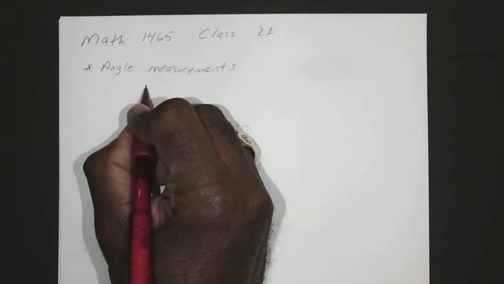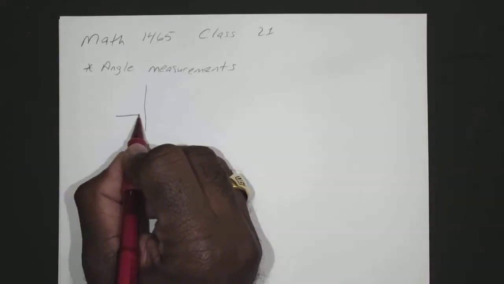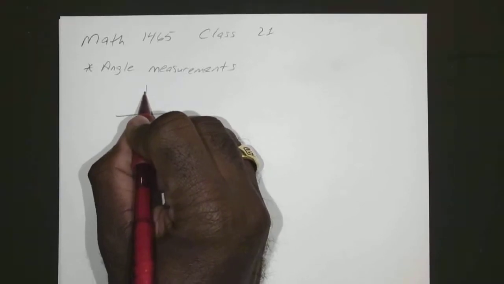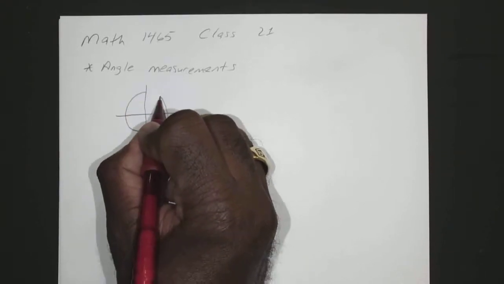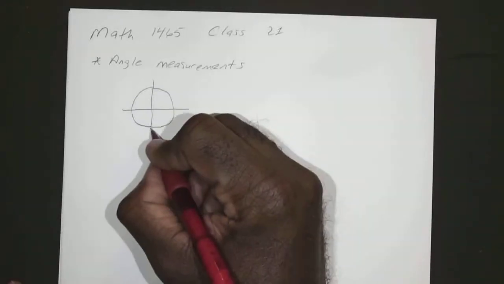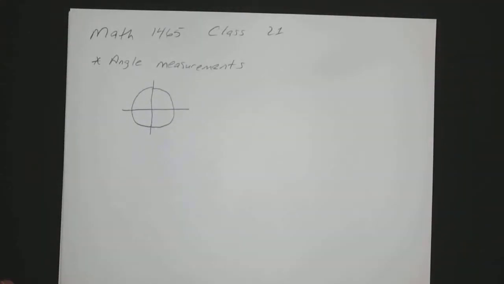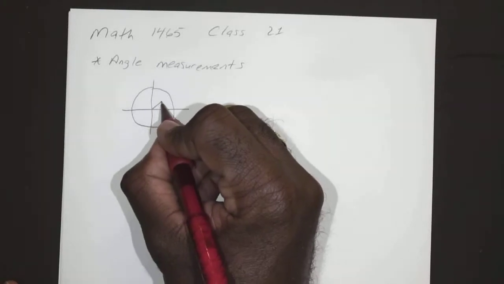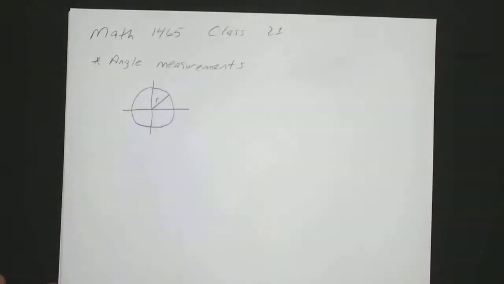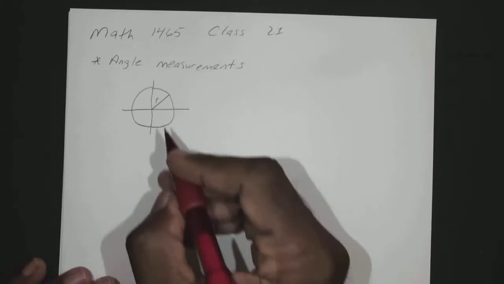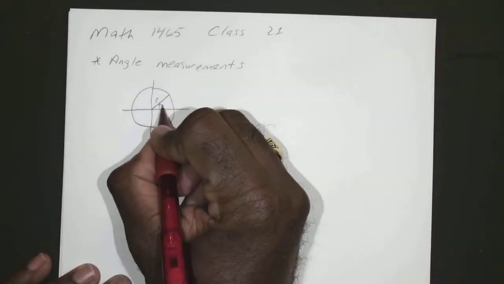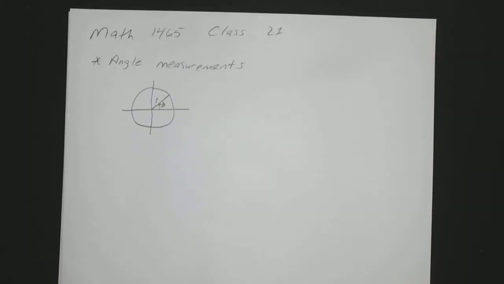Okay, so let's say we have our circle. Well, that actually should be a little more even, but you get the idea. And here we have our radius. Radius r is the distance from the origin to the circle itself. And this is our theta, which is the number of degrees that we had to move from our initial point to our terminal point.